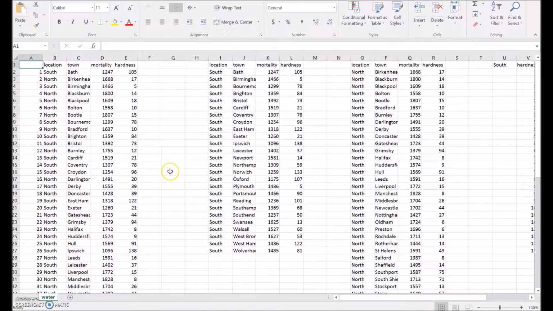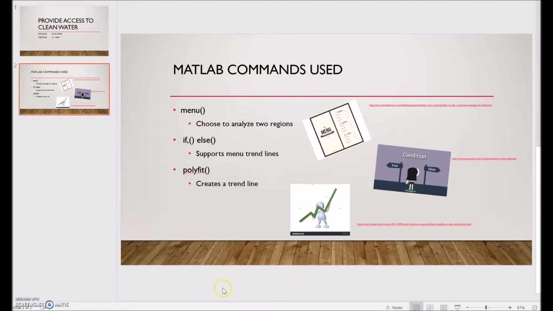So now I'm going to be talking about a little bit of the functions that my group and I decided to use. We decided to use the menu function, and the reason behind this is because we wanted to split it up into north and south, and this simply aided us in that. Also, the if and else statements supported the menu function, so if you wanted to choose, let's say, north, it would show us all the input values and variables regarding that. And polyfit created a trend line which showed an average amount of water hardness compared to mortality rates.